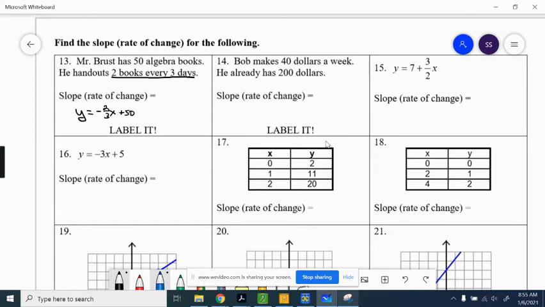But what is the slope or the rate of change? It's the number in front of x. So this would be -2/3. Okay.